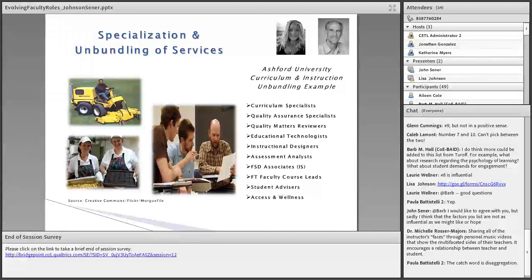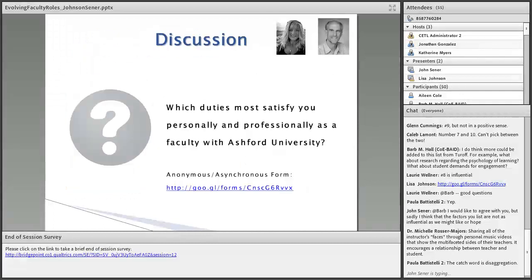And eventually we're going to share the results of today's session with our deans, our provost, our faculty support staff, our Senate, and any other team that's interested to help drive forward this conversation about what the faculty role at Ashford University is today and going forward as we continue to innovate and position our institution as a leader in the 21st century scheme of higher education.